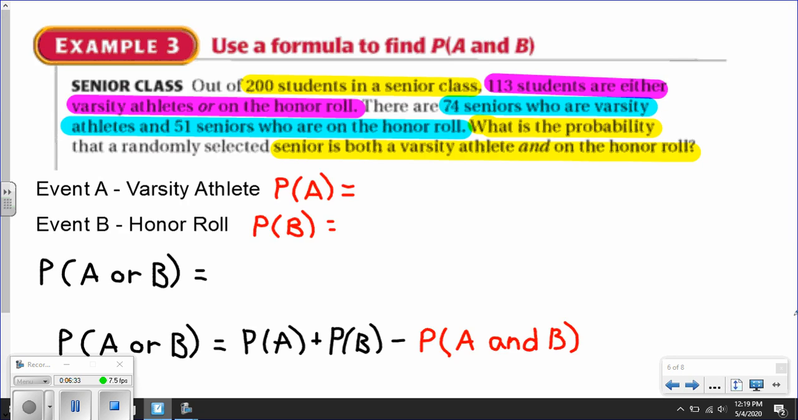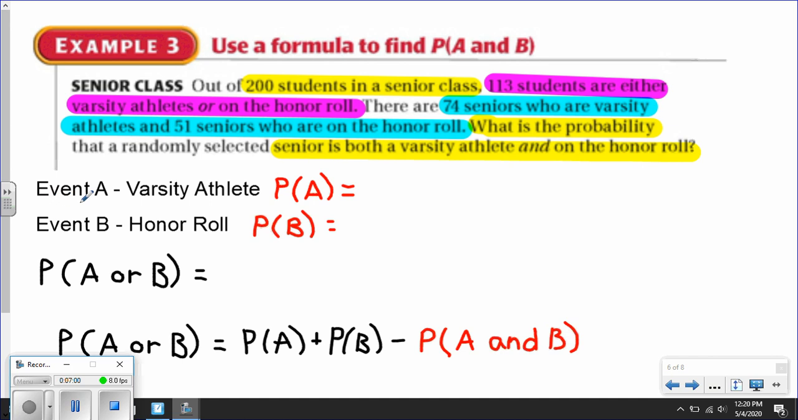Next, we have a word problem. Out of 200 students in the senior class, 113 students are either varsity athletes or on the honor roll. There are 74 seniors who are varsity athletes and 51 students who are on the honor roll. What is the probability that a randomly selected senior is both a varsity athlete and on the honor roll?